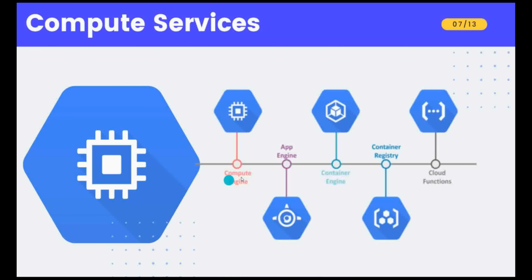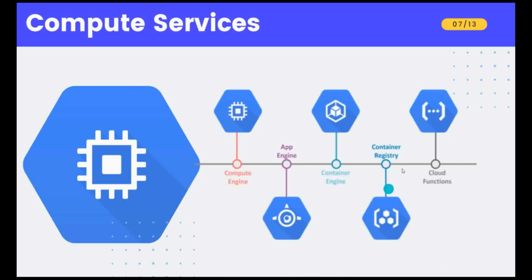First one is compute services. The products available in compute services are Compute Engine, App Engine, Container Registry, and then Cloud Function. Compute Engine provides virtual machines in the cloud. By simply deploying your application in Compute Engine, you can use the virtual machine in the cloud. App Engine runs applications without underlying infrastructure. Without having any underlying infrastructure, you can directly run your application.